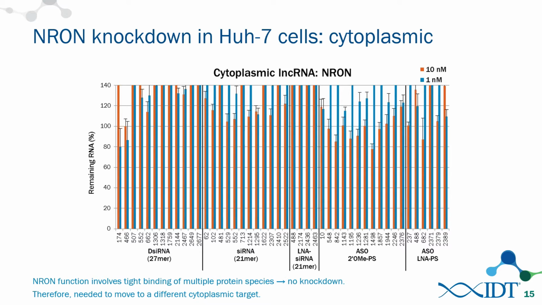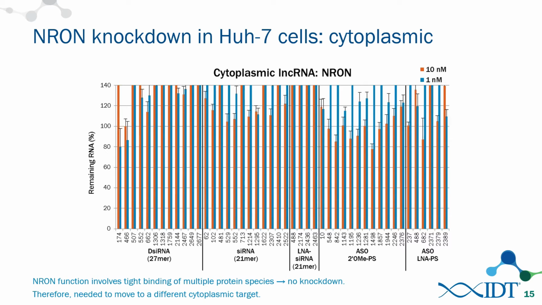NRON is our first cytoplasmic target that was tested. Again, this was performed in the Huh7 cell line. And interestingly, we didn't find any of the knockdown reagents to be able to degrade NRON. This was repeated 3 times, and our positive controls in all the plates that we ran were fine, and so we believe this result. And when looking more at the function of NRON, it serves kind of as a protein sponge, where there's 11 putative proteins which bind to NRON.